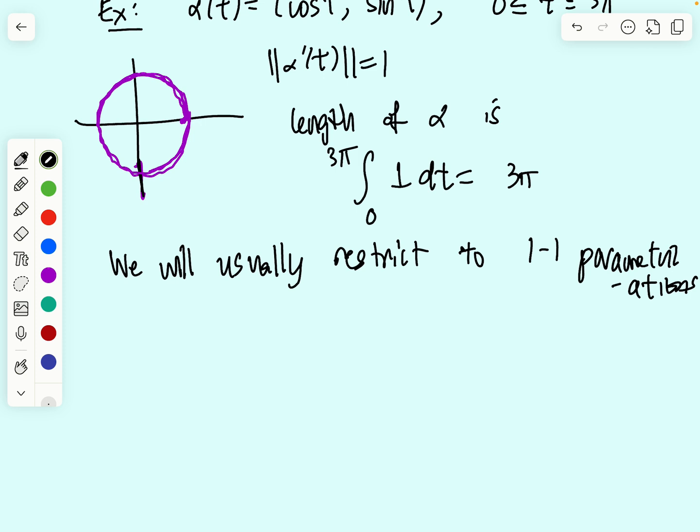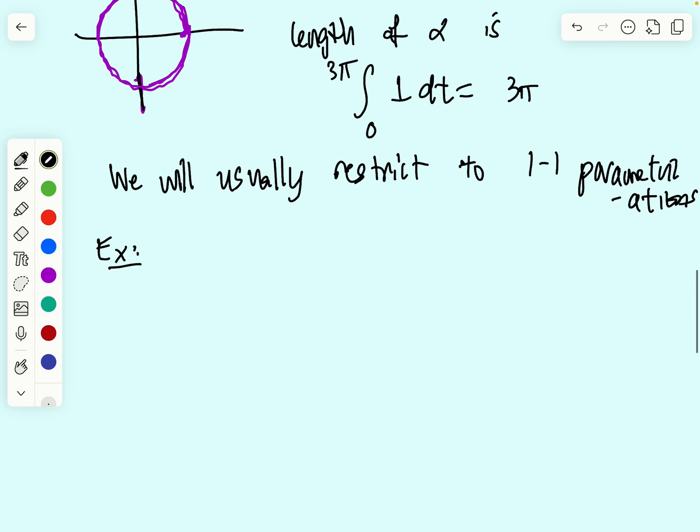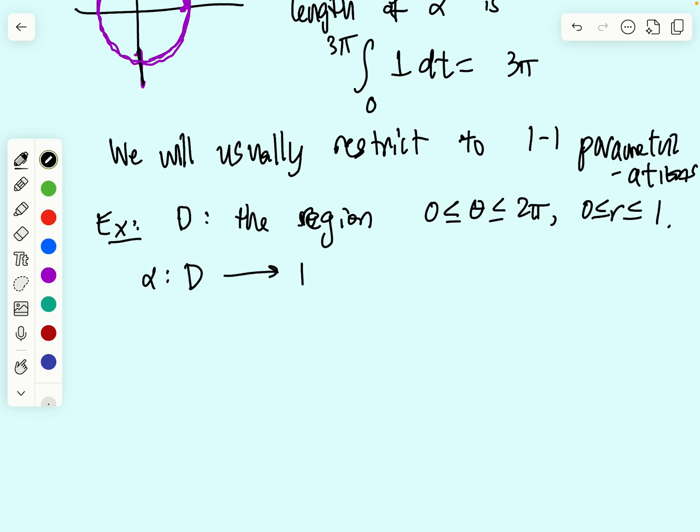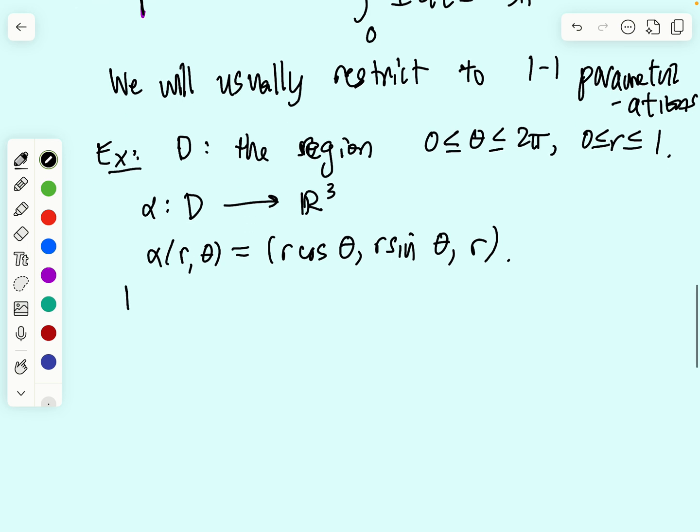So let's see if I have an example. Let's say that you had the region D. So this is the region where theta is from 0 to 2 pi and r goes from 0 to 1, and then you have the map alpha that goes from D to R3, which is given by alpha of r theta equals r cosine theta, r sine theta, r. Find the surface area of D.